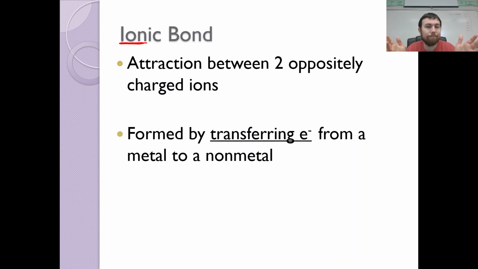If we just look at, let's say, a chemical formula, and we see that we have a metal and a non-metal, more than likely it's going to be an ionic compound, or an ionic bond that's holding those two elements together. And in that case, the metal element would transfer its electron over to the non-metal.